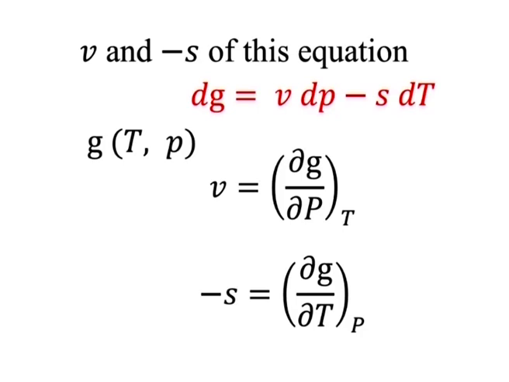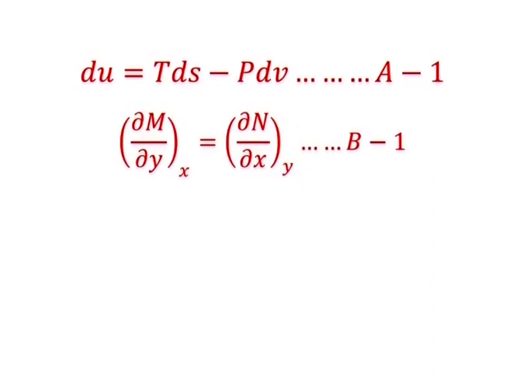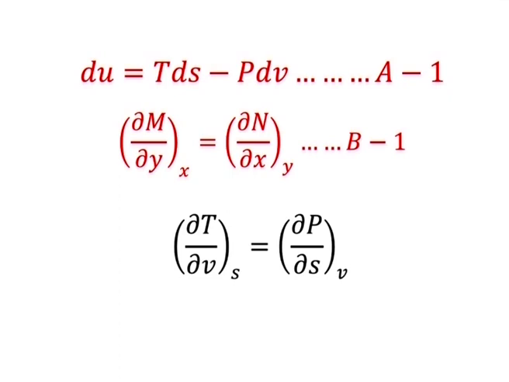As each of the four differentials introduced here is exact, the second mixed partial derivatives are equal. Thus, comparing these two equations, we find that T plays the role of M in B1 and minus P plays the role of N in B1. So, partial derivative of T with respect to v keeping s constant is equal to minus partial derivative of p with respect to s keeping v constant.